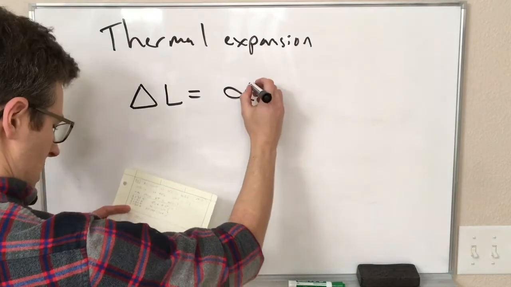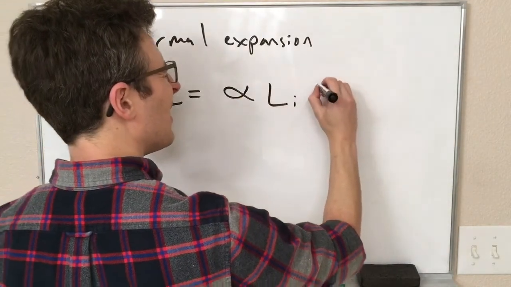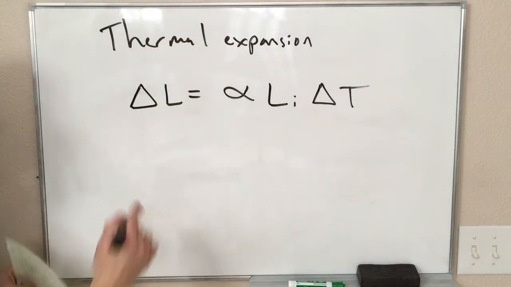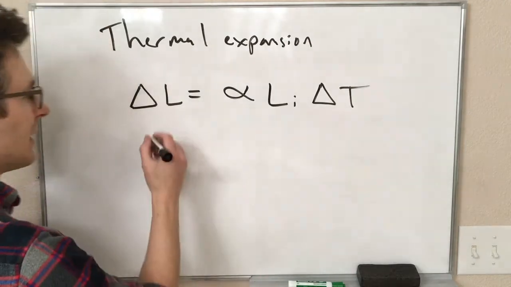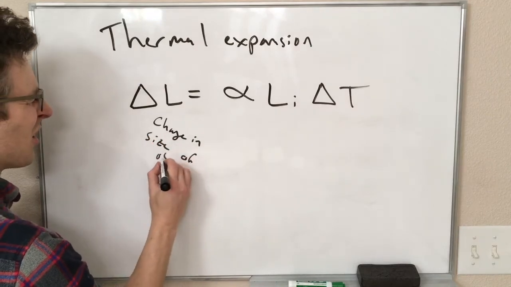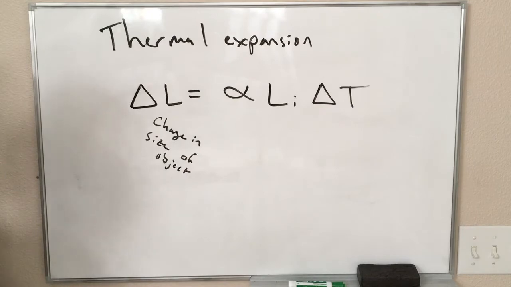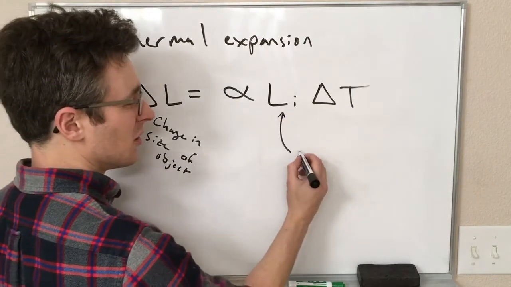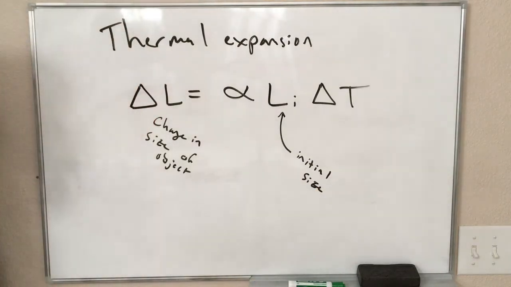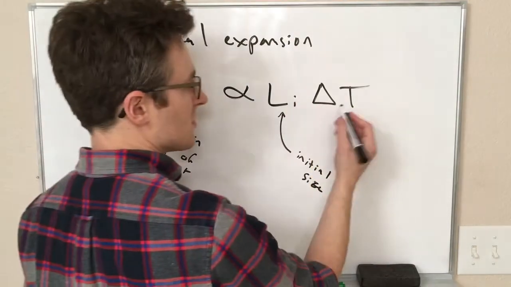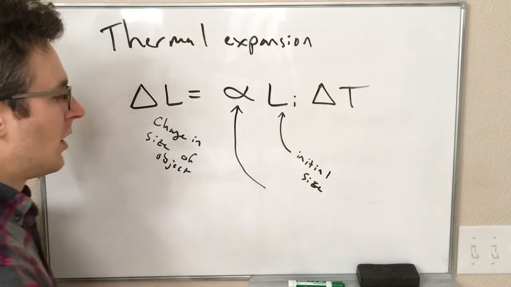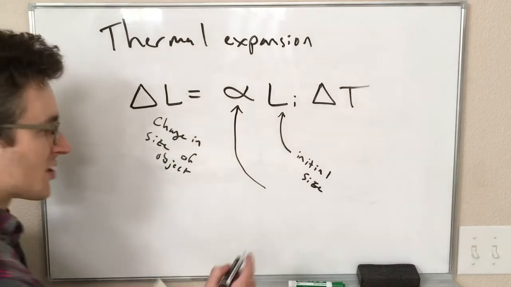Delta L equals alpha L_i delta T. Okay, so delta L is the change, so L here is meant to represent length. Delta L is the change in size of our object. L_i is the initial size, the initial length of our object, how much it started at. Delta T, of course, is the change in temperature. I'm not going to label that. And alpha, so this is a Greek lowercase letter alpha. This is a new variable. This is our thermal expansion coefficient.